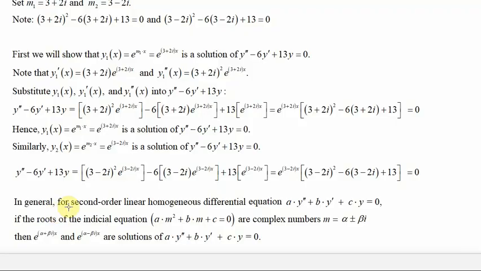In general, for the second order linear homogeneous differential equation a y double prime plus b y prime plus c y equal to 0, if the roots of the indicial equation are complex numbers like alpha plus or minus beta i, then the functions e to the alpha plus beta i x and e to the alpha minus beta i x are solutions of the differential equation.